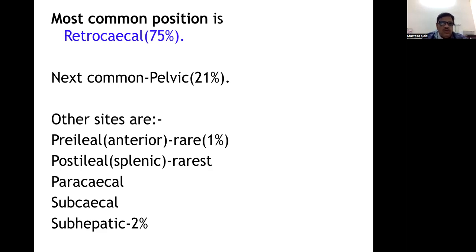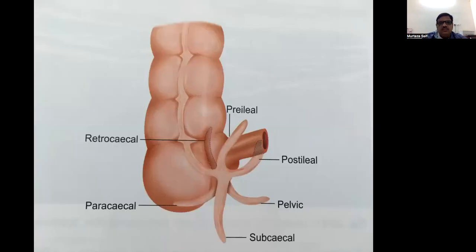So retrocecal is very common, next to the pelvic. This picture showing different positions of appendix: periileal, postileal, pelvic, subcecal, retrocecal, and paracecal.